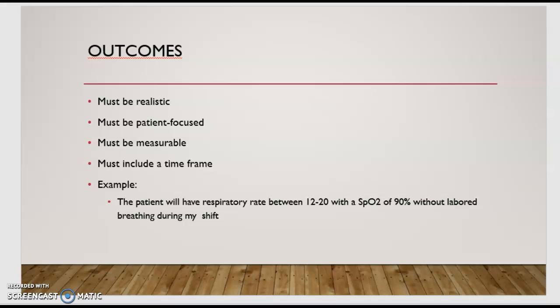Okay, so let's look at some outcomes. What would be some outcomes of care? So the outcome must be directly related to the nursing diagnosis. It must be realistic, patient-focused, it must be measurable, and must include a time frame. So an example would be the patient will have a respiratory rate between 12 and 20 with a pulse ox of 90% without labored breathing during my shift.